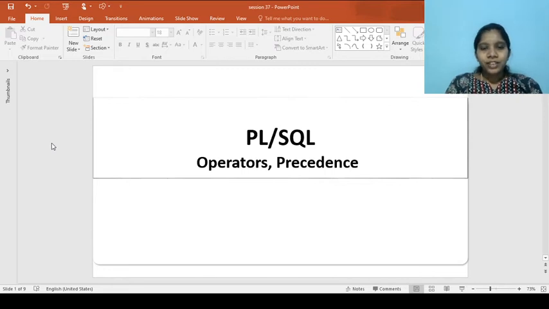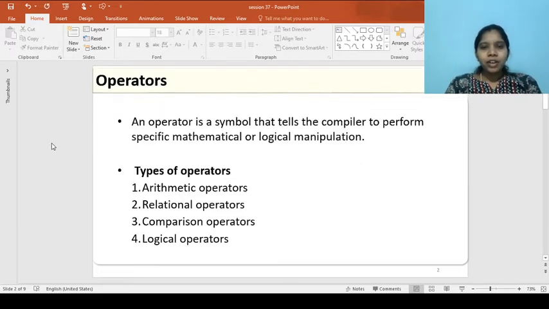Welcome dear students. In today's session we will discuss the operators and their precedence. An operator is a symbol which is used to perform specific mathematical and logical operations on data.